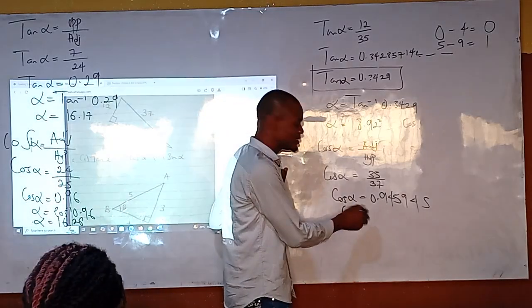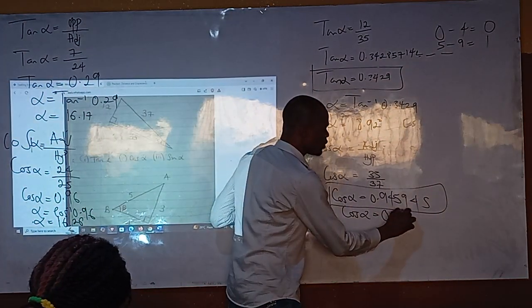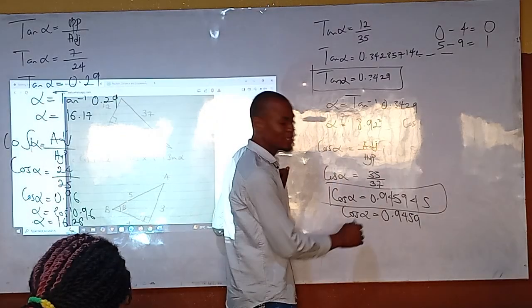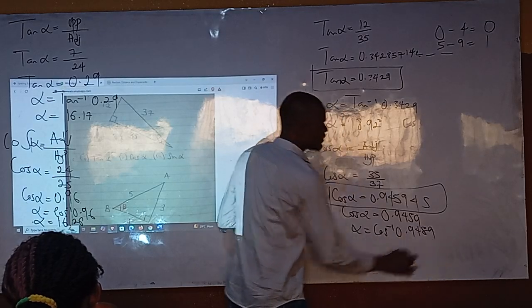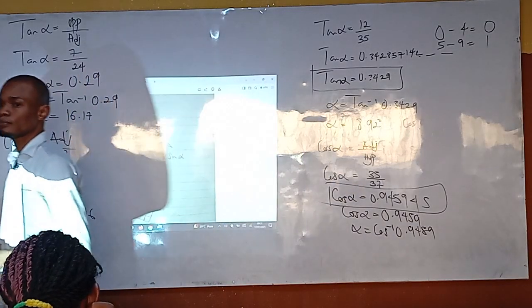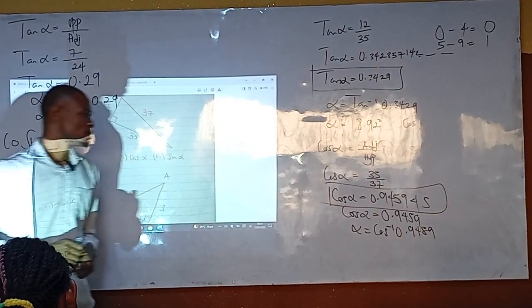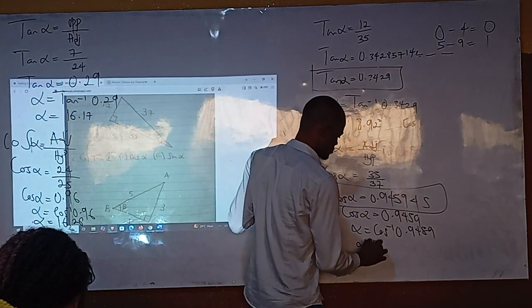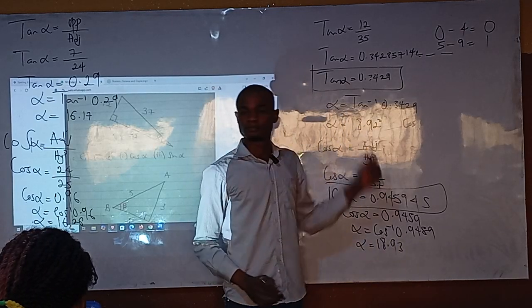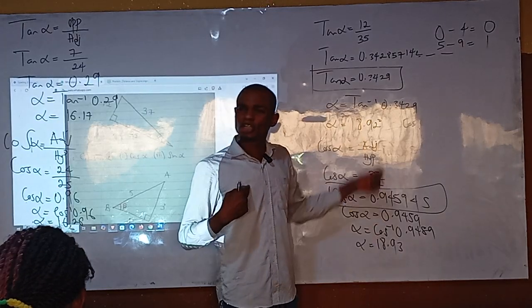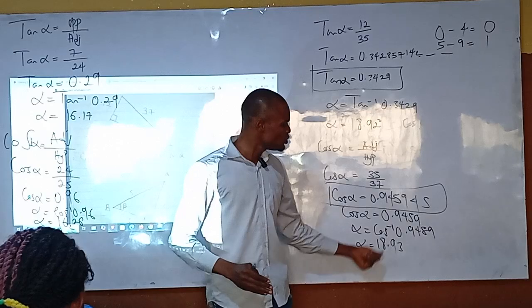You don't need to write a long number like this. This is what you need to write from the calculator: 0.9459. Let's take it to the other side. Cos inverse of 0.9459. Can you see now? Now you are getting 17 somewhere, you are getting 19 somewhere. The value is not too far.